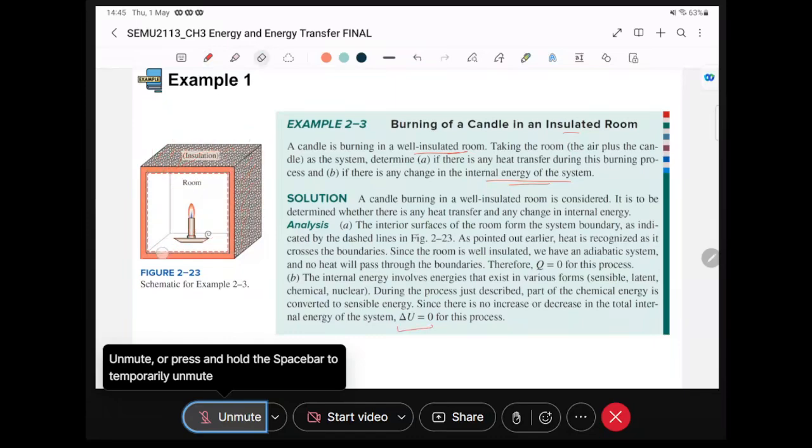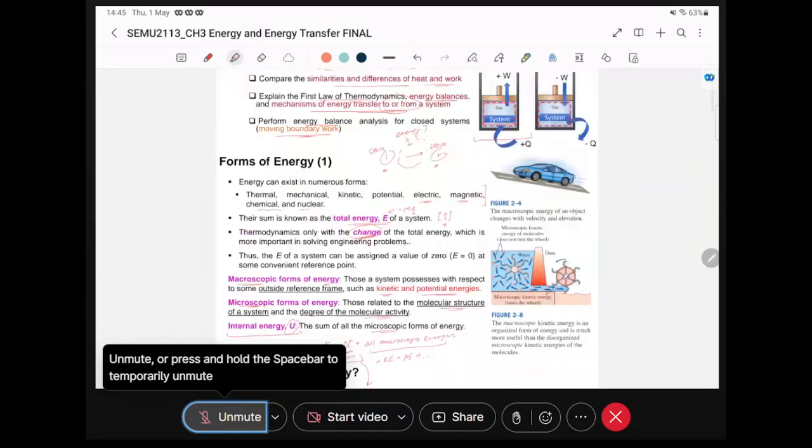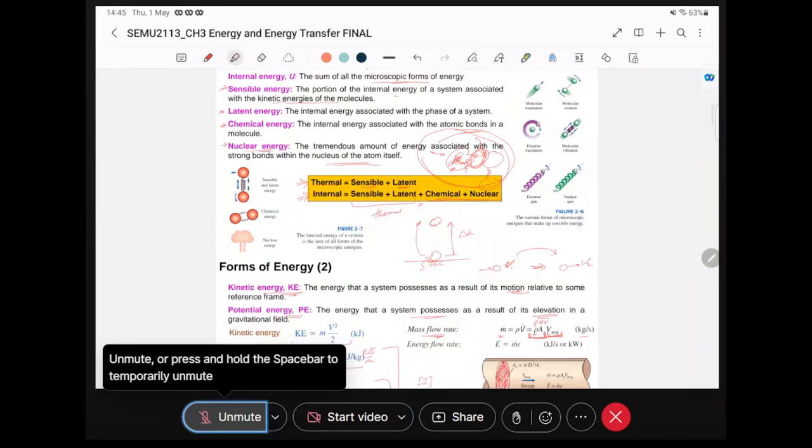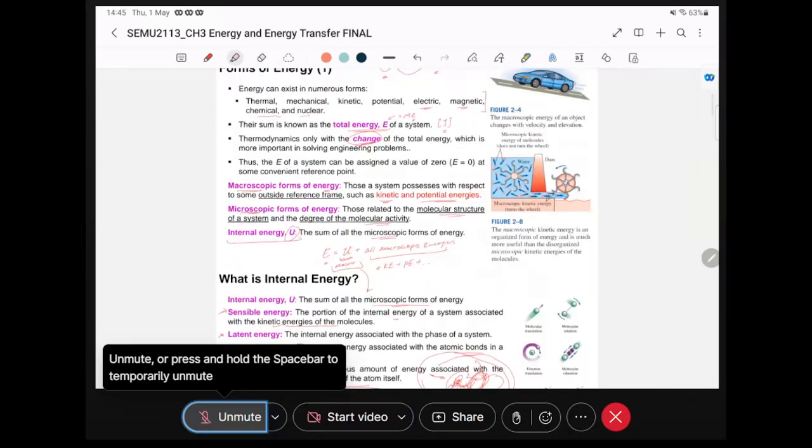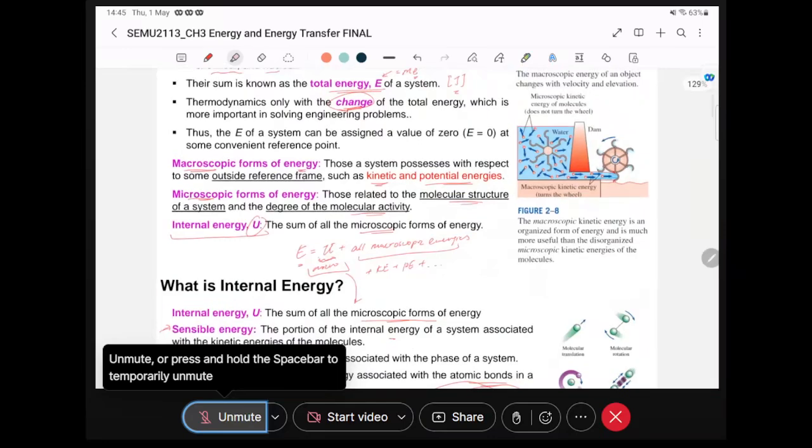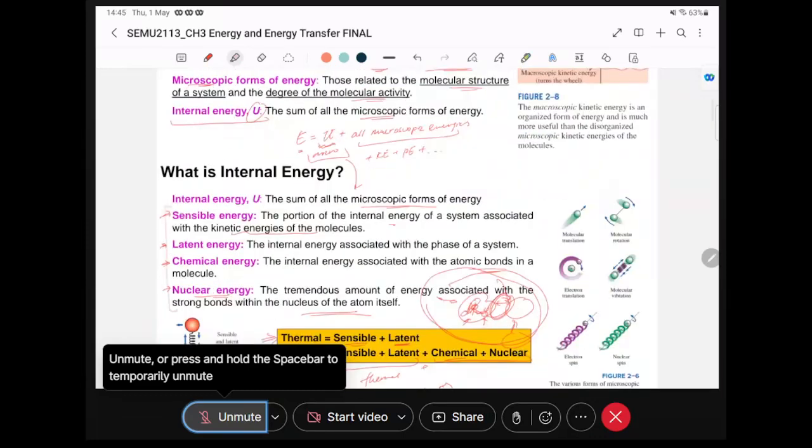Let me just write properly. Okay. So U is the internal energy inside this whole system. And it is not just the thermal energy. If we go back to the definition, U is all the macroscopic energy, which is here. Okay, sensible energy, latent, nuclear, and chemical.